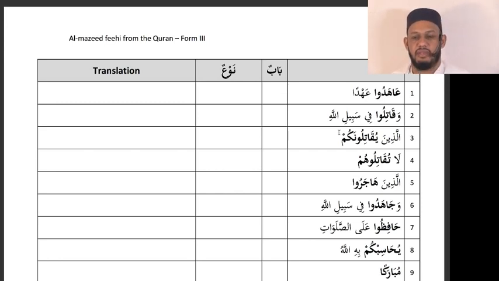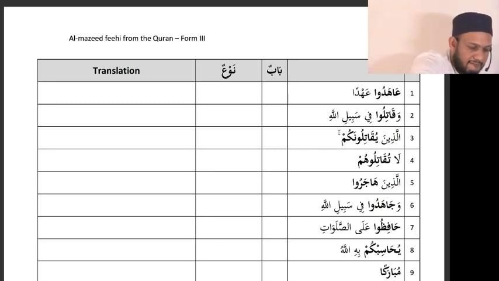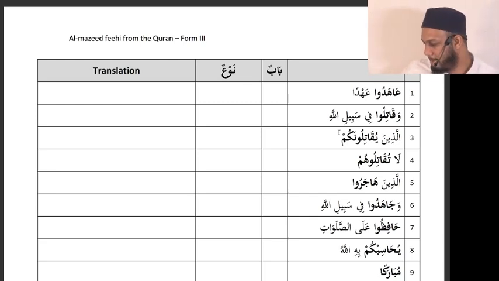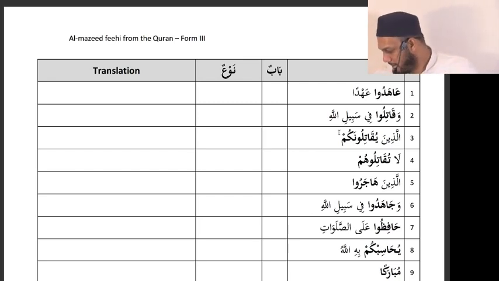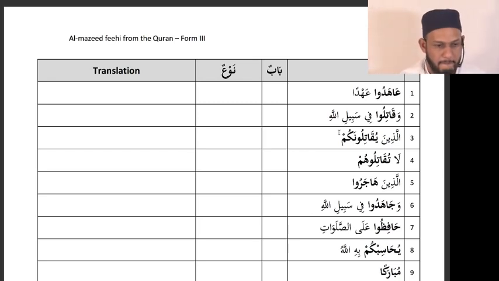Let's go through 5. Number 1, Ahadu Ahdan. So you can tell me, Ahadu, what is it? Fi'l Maldi, Mudari, Masdar, Amr, what is it? Ahadu. I'll wait for your answer. What is it? Maldi, Mudari, Amr, what is it? We know it's that bab. So the answer is it's a fi'l Maldi.